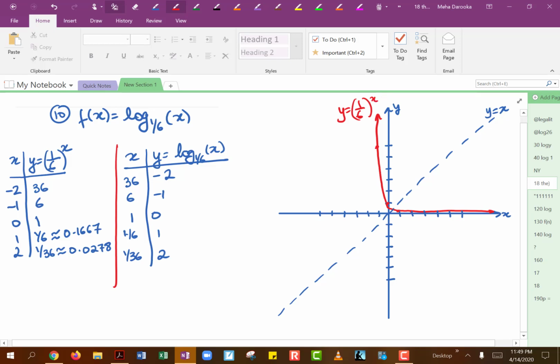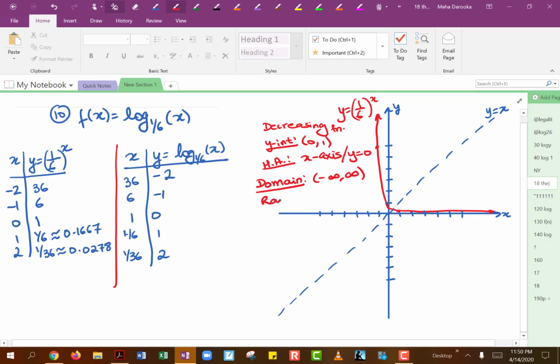We should notice that this is a decreasing function. We still have a y-intercept at the point (0, 1), and a horizontal asymptote at the x-axis, which is the line y equals 0. Domain is still going to be all real numbers, and range is going to go from 0 to infinity, not including 0, because of that horizontal asymptote.